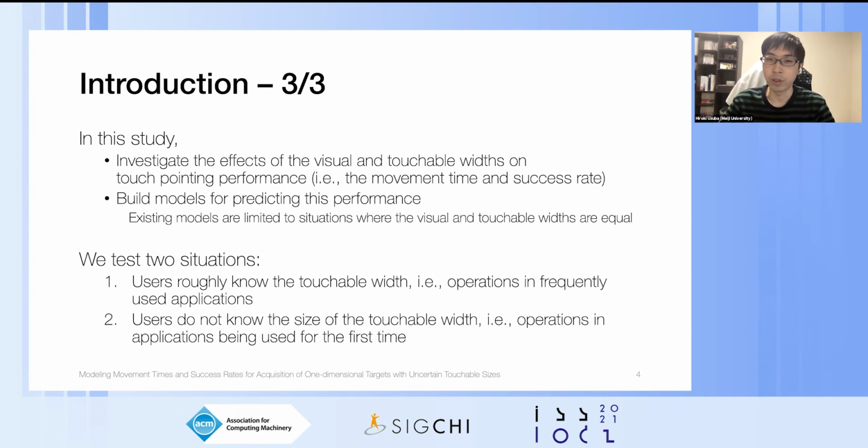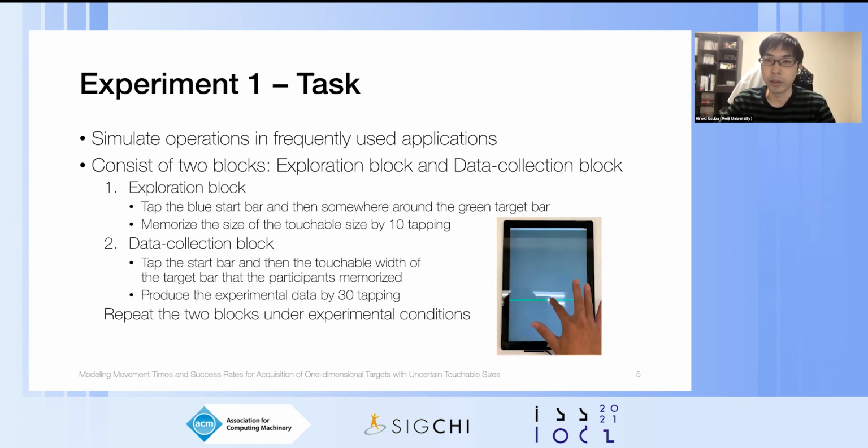The former is operations in frequently used applications, and the latter is operations in applications being used for the first time. Experiment 1 simulated operations in frequently used applications. This experiment consisted of two blocks, the exploration block and data collection block. In the exploration block, the participant taps the blue start bar and then somewhere around the green target bar. Thereby, the participant memorized and explored the size of the touchable size of the target.